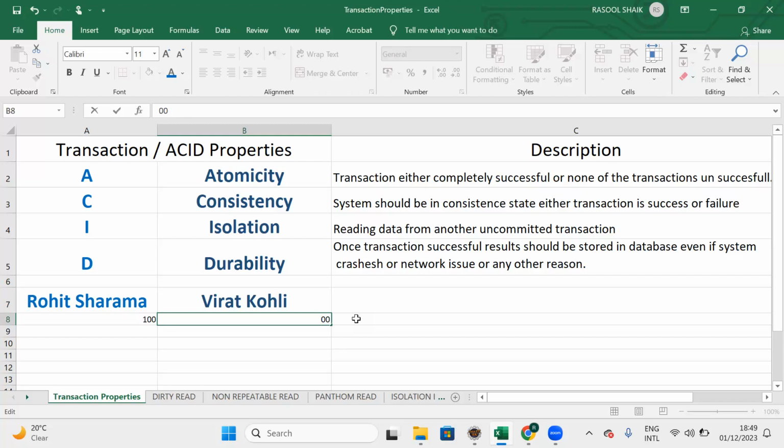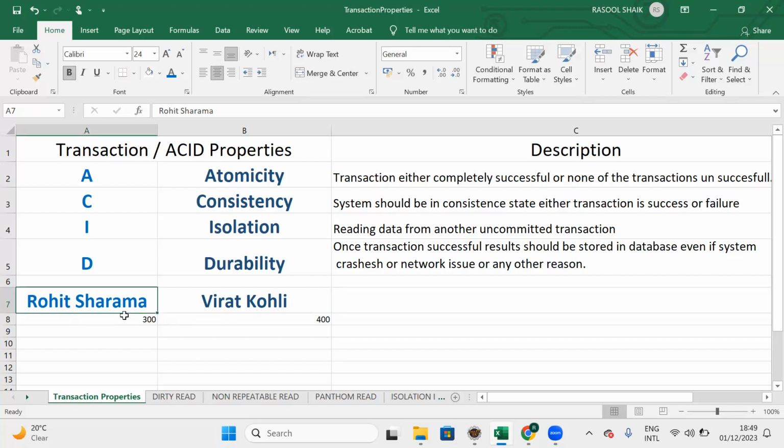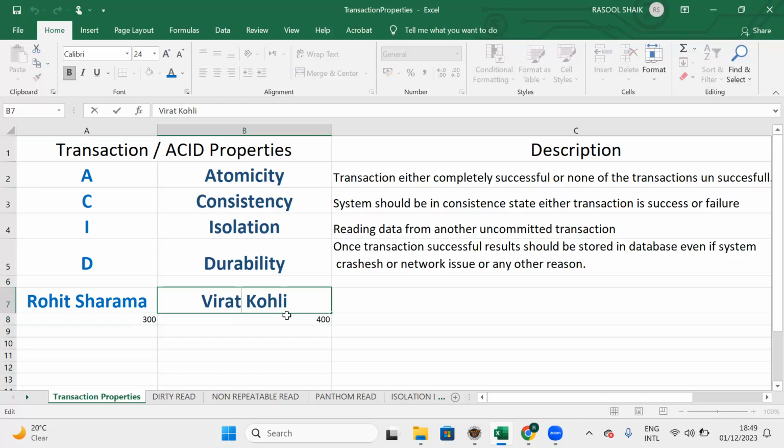Let's assume Rohit Sharma has 100 rupees. Sorry, you can take any amount, guys. Let's say Rohit Sharma has 300 and Virat Kohli has 400, before transferring the amount. Let's assume both accounts are in the same bank. Rohit Sharma and Virat Kohli both have accounts in, let's say, Axis Bank.